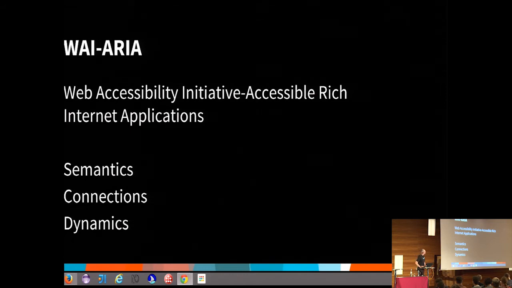So, WAI-ARIA: Web Accessibility Initiative, Accessible Rich Internet Applications. It says everything, right? It is created specifically for applications that you create with GWT or Vaadin or using GXT from Sencha or whatever, or your own widgets.